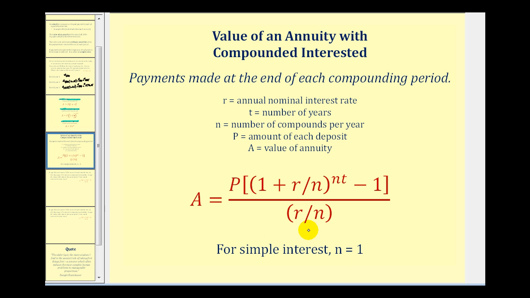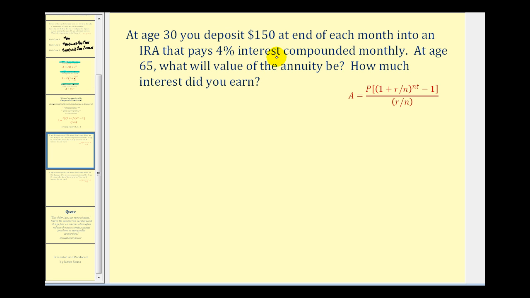Let's go and take a look at a couple of examples. At age 30, you deposit $150 at the end of each month into an IRA that pays 4% interest compounded monthly. At the age of 65, what will the value of the annuity be, and how much interest did you earn? So this would be a good example of if you start saving early, would saving $150 a month be enough to retire on?